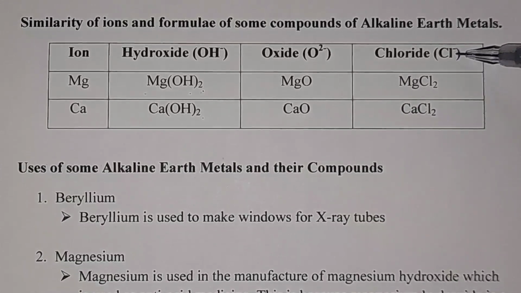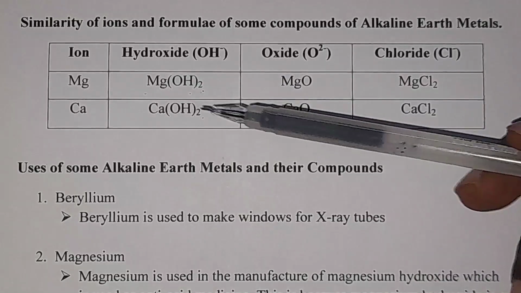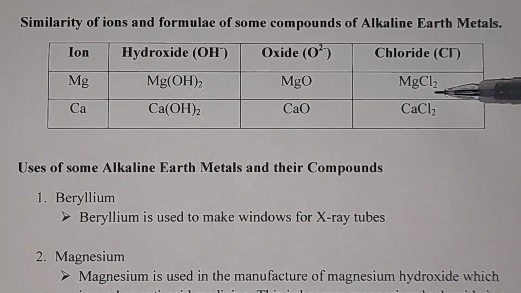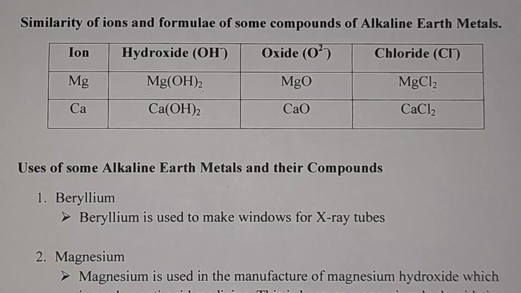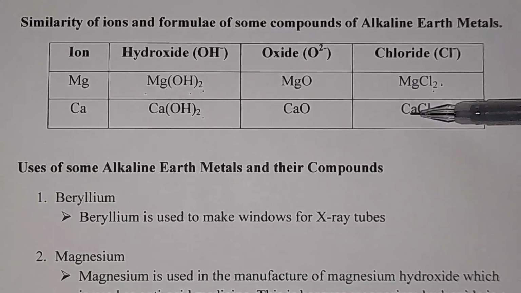We have chloride ions here. Remember, chloride has a valence of 1, magnesium has a valence of 2. So they are going to exchange the 2, so chloride will take 2. So that's how we are going to write magnesium chloride, the same as calcium chloride.